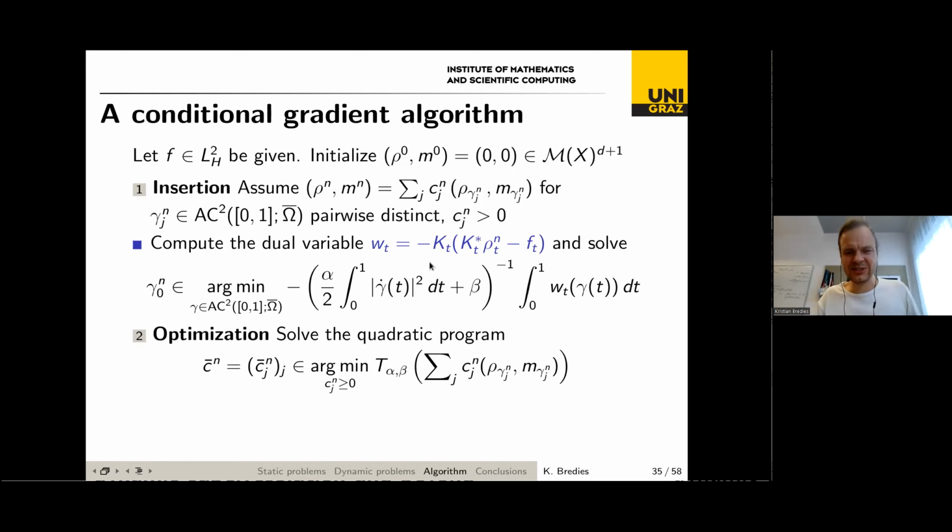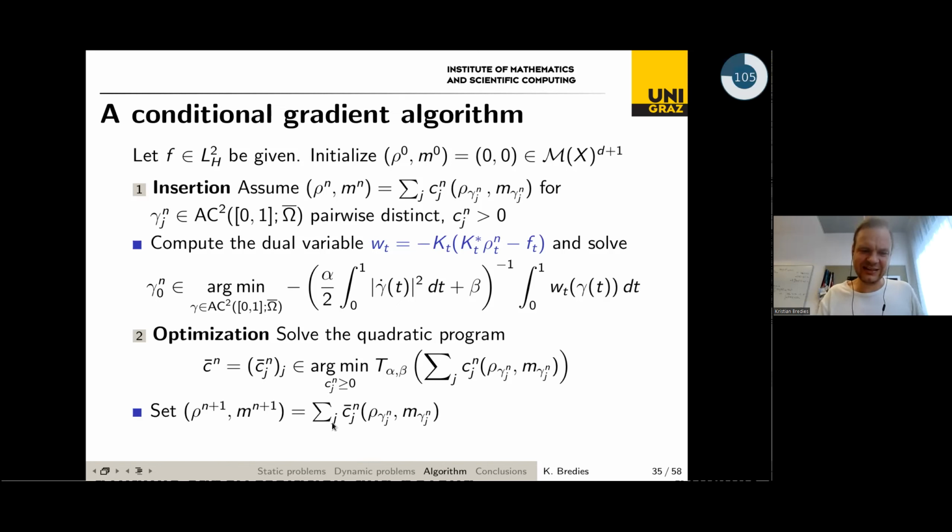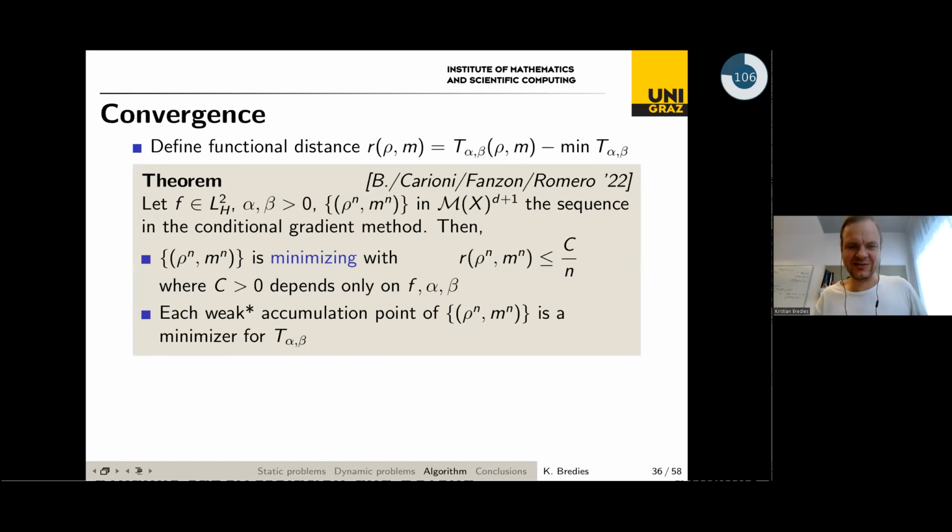Once we found a solution, we just add it as a candidate, the trajectory here, to the already existing ones. And then, different from what we did for the static case, we are minimizing the whole Tikhonov functional with respect to the coefficients of these fixed trajectories. And this is a quadratic program, and it's finite dimensional, so this can be solved with quadratic programming techniques. And of course, the coefficients that are zero are just thrown away and the rest are taken as they are and give the next iteration. So we just have a conditional gradient method for finding these trajectories.